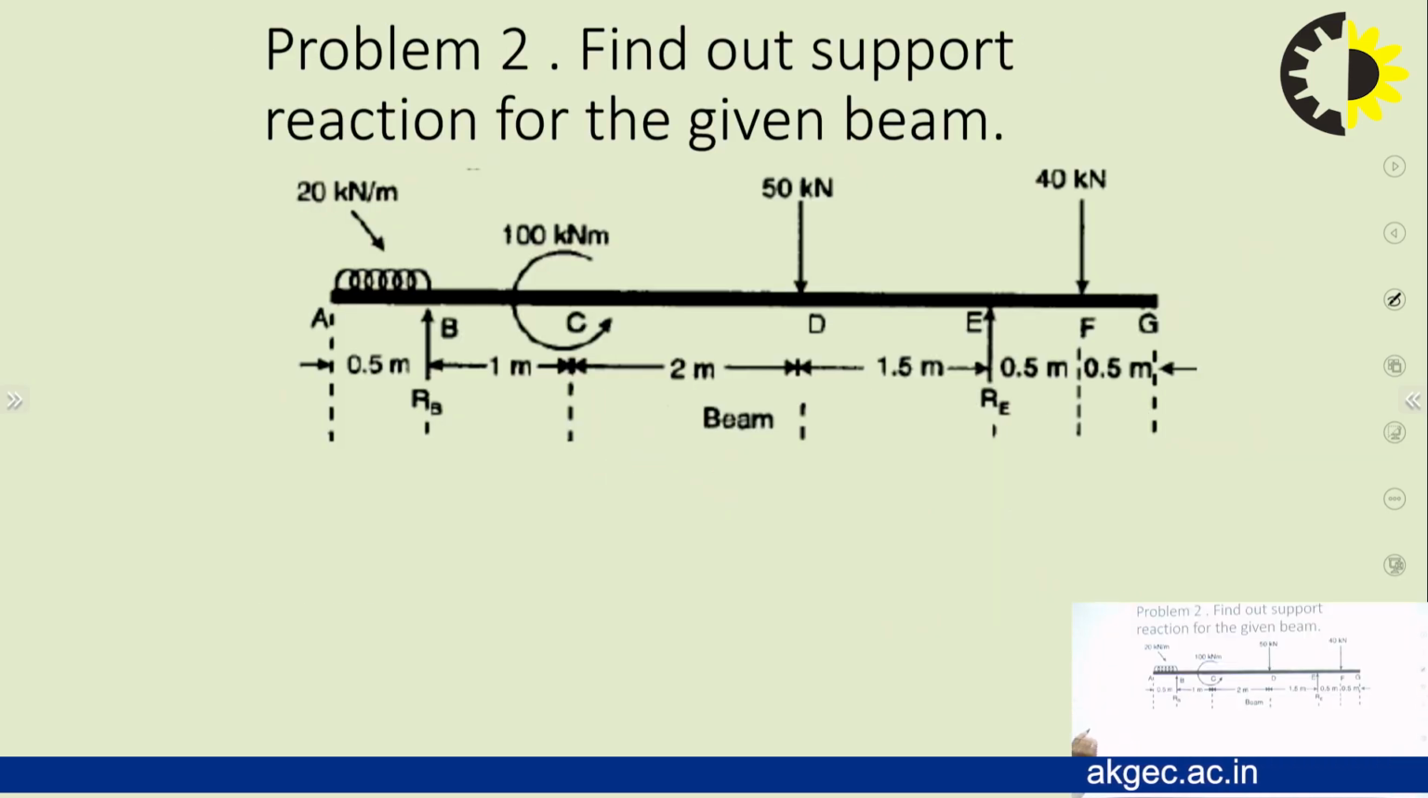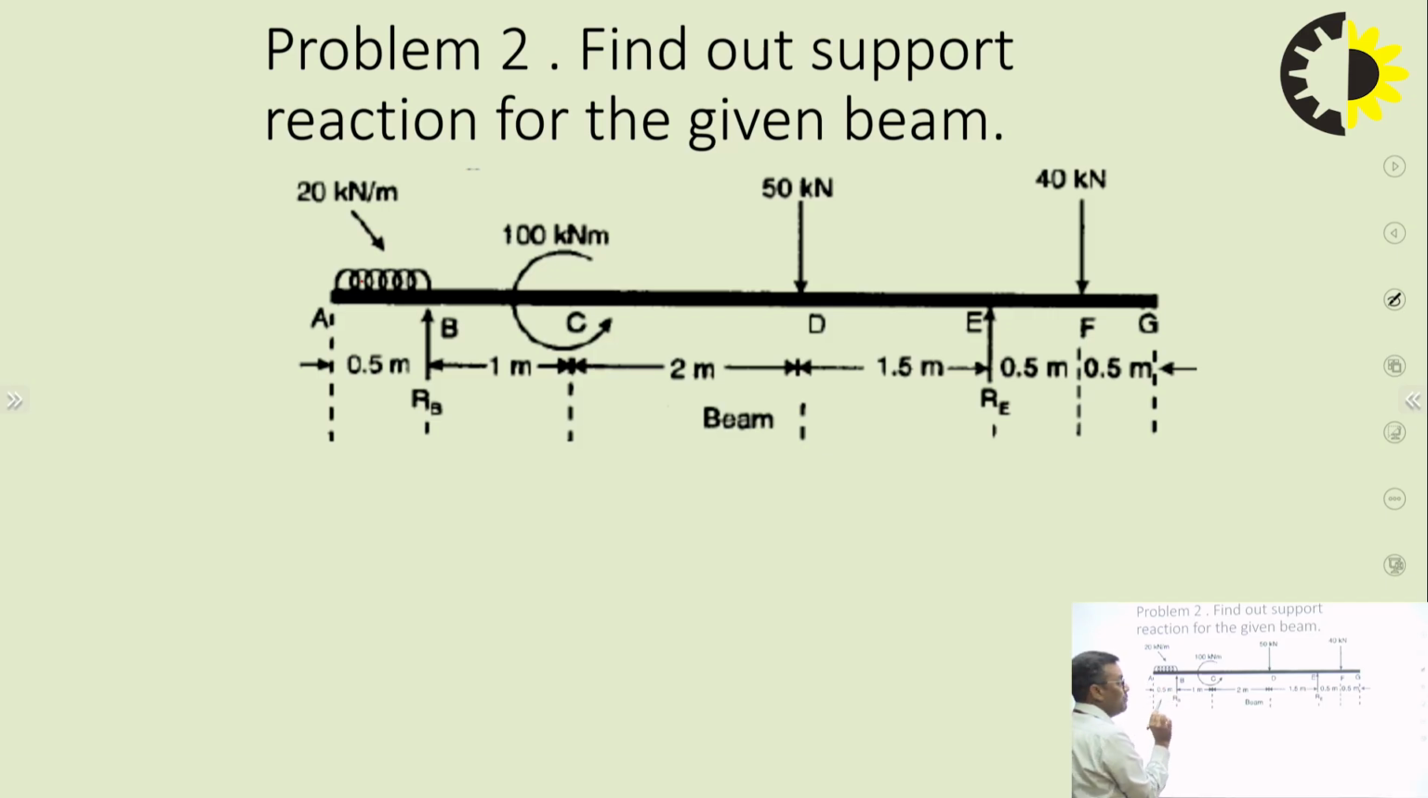Find out support reactions for the given beam. Now the beam is full of different kinds of loads. What is this type of load? This is a UDL, represented by the spiral. What is the intensity of this UDL? 20 kilonewton per meter, from A to B over the length of 0.5 meters. Then at point C, you can observe a couple, that is 100 kilonewton meter. At point D, there is a 50 kilonewton load downward. E is the support, as is B, and at point F we have a 40 kilonewton load.